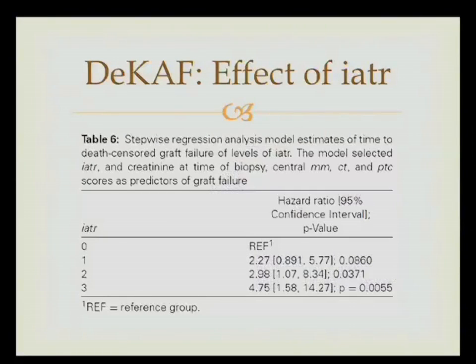Lastly, they came up with a regression analysis model, again adjusting for various BANFF criteria. An iatr score of 2 and 3 had a 2.9 to 4.7-fold increased risk of graft loss compared to the reference. An iatr score of 1 did have an increased risk, but the confidence interval crossed 1, so it wasn't significant, but it certainly was close to 1. So it does seem to suggest that even with mild inflammation in atrophic areas, there is an increased risk of graft loss.